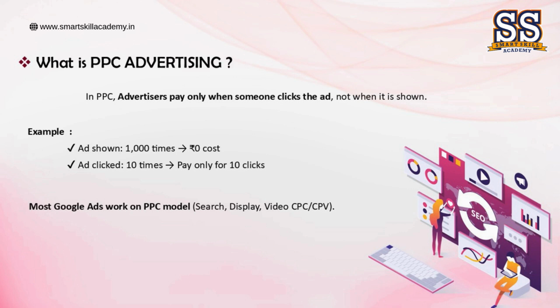To illustrate how cost-effective this is, consider an example where your ad is shown 1,000 times. In a pure PPC model, this results in zero cost to you. You only incur a charge if, for instance, that ad is clicked 10 times, meaning you pay only for those 10 specific clicks. This pay-for-performance structure ensures that your marketing budget is spent on actual user engagement rather than just passive impressions, making it a highly efficient way to drive targeted traffic to your business.